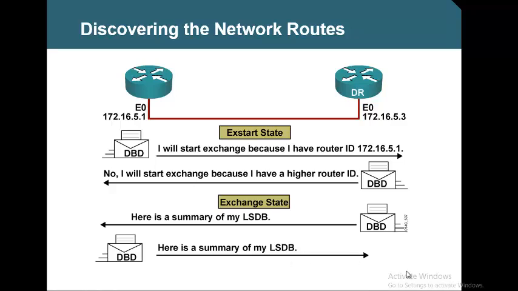All right. So the one with the higher router ID says, hey, I'll start the exchange because my router ID is higher. Fine. Now the router exchanges the DBD. We call it DBD because it's a summary of the LSDB. And the left hand side router will share an acknowledgement as well as a DBD of its own.